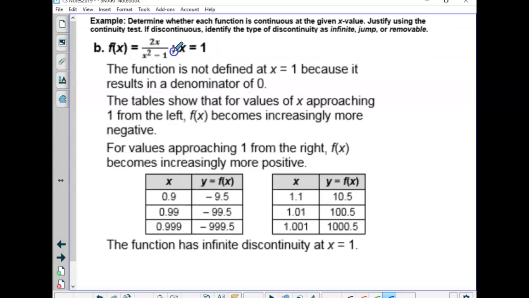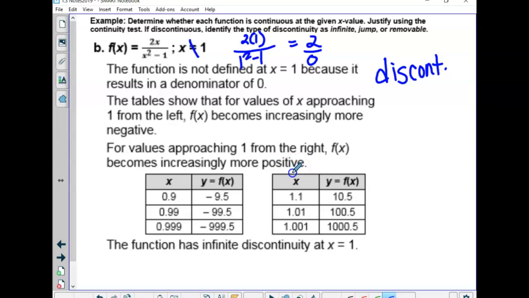Now, this is one that has some holes and gaps and asymptotes and stuff because it has a denominator. Can you tell whether it's continuous at 1? Well, the first way to tell is to put a 1 in and see if it's even defined there. If I put a 1 in, 2 times 1 over 1 squared minus 1, I get 2 over 0. So right away, I don't know what kind of discontinuity it has, but it is definitely discontinuous there because it doesn't exist. I can't put a 1 in. X cannot equal 1. So it is discontinuous.